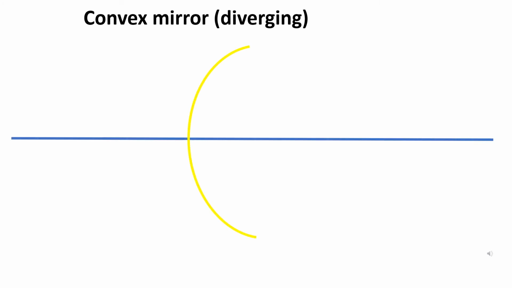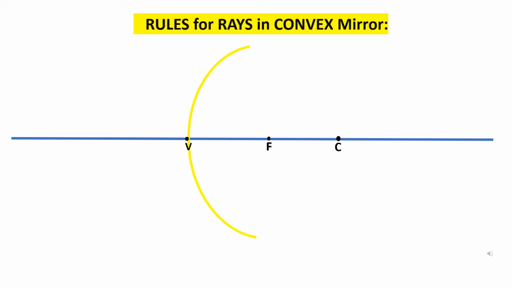This time, let us have the convex mirror, which is also called a diverging mirror. For image formation, draw the convex mirror, follow the principal axis, and at the back of the convex mirror, mark the positions for center of curvature and principal focus. And for the center of the mirror, the vertex. Similar to the concave mirror, there are also rules in convex mirror.